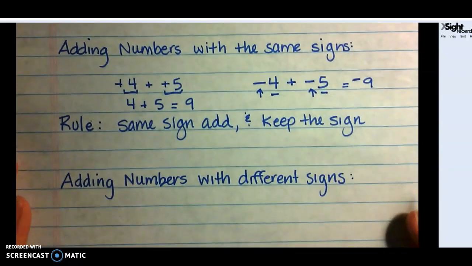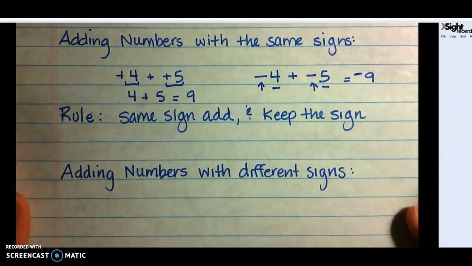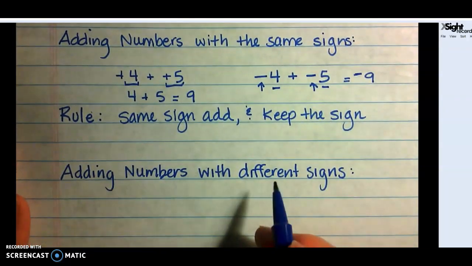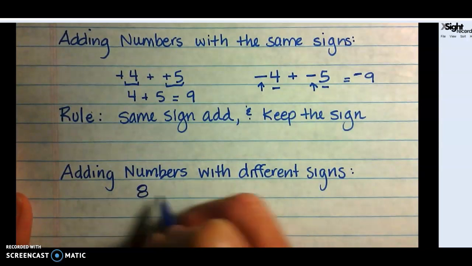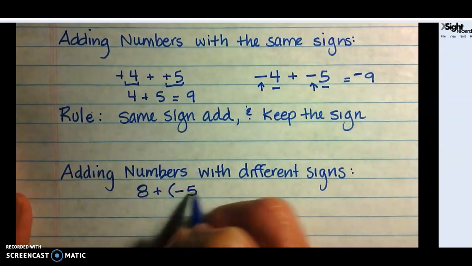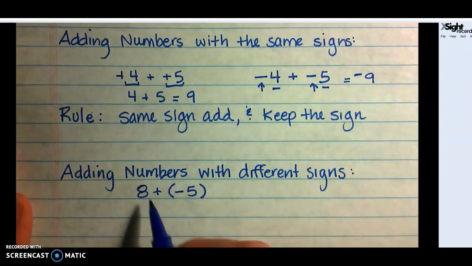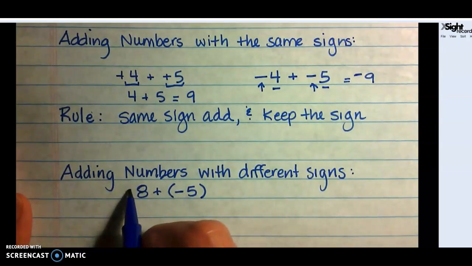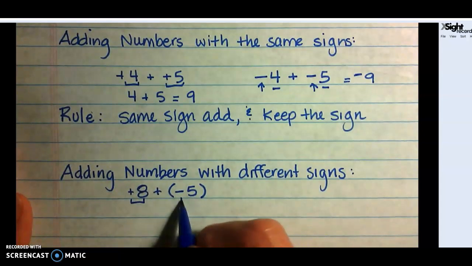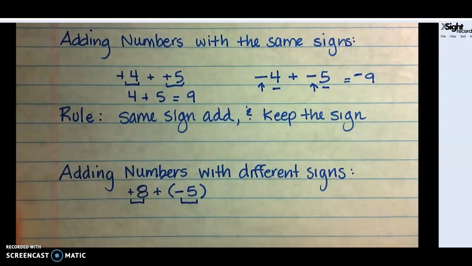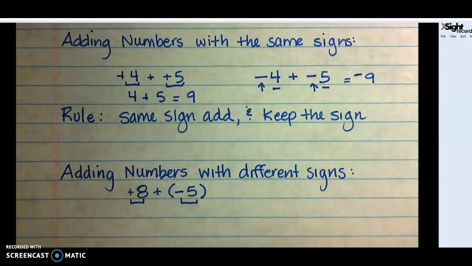But where we ran into a few little snafus were with adding numbers with different signs. For example, 8 plus negative 5. These both have different signs. This is a positive 8. This term is positive. This term is negative. So what we have to do in this case is think about, maybe, football.